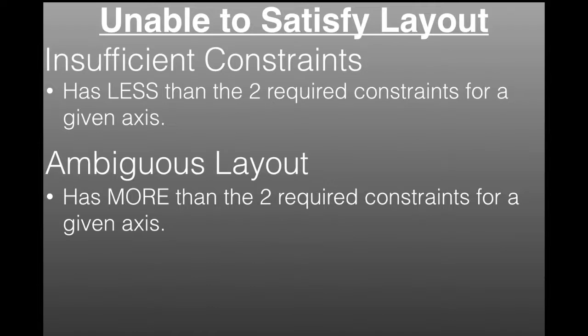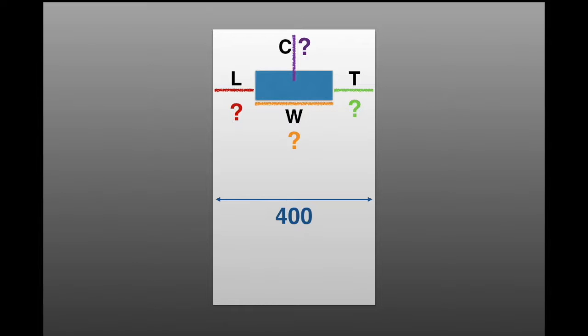So in this case, the horizontal plane, we need to have at least a leading and a trailing, or a width, a center. We need to have two. Now, when we have less than two, we usually have insufficient constraints, and when we have more than the required two, we can oftentimes wind up with ambiguous constraints. So when we look at this picture right here, we see that we have leading, width, trailing, and center X. Those are the four options we have to get our view laid out horizontally.